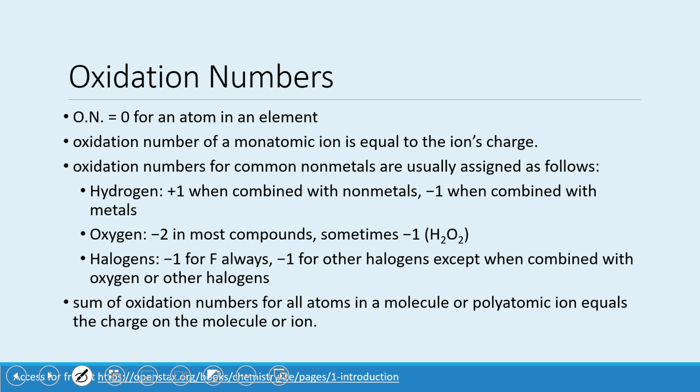And then halogens are always going to be -1, except when they're combined with either oxygen or another halogen. And then you would determine it based on the fact that oxygen should be a -2, and then you could calculate the oxidation state for that halogen. And then the sum of the oxidation numbers for all atoms in a molecule or a polyatomic ion has to equal the charge on that ion. And if, of course, there isn't a charge written, then we assume that the charge on the molecule is 0, and so all of those oxidation numbers for all the atoms should add up to 0.